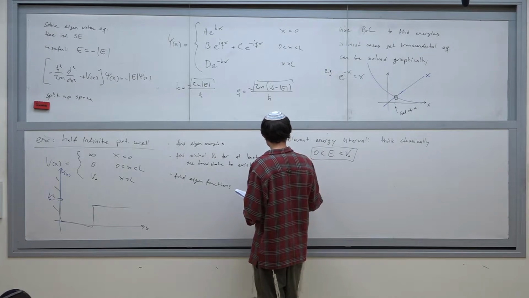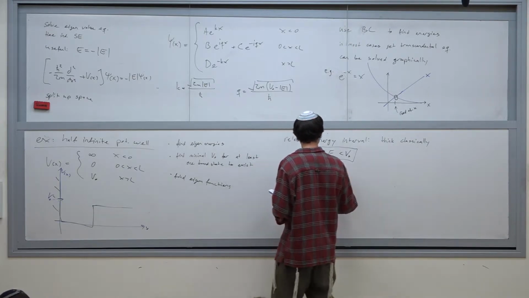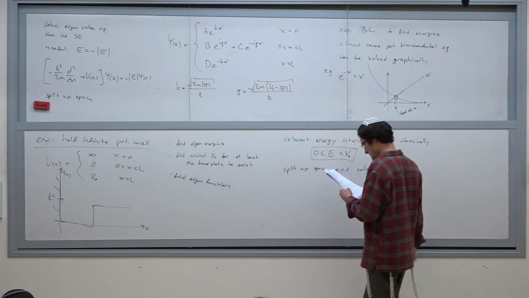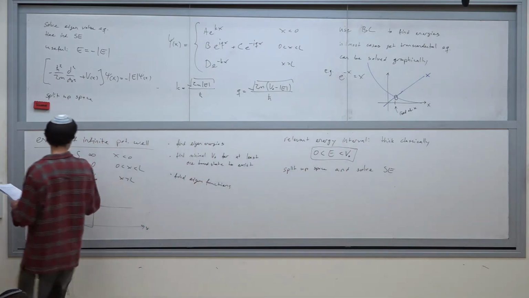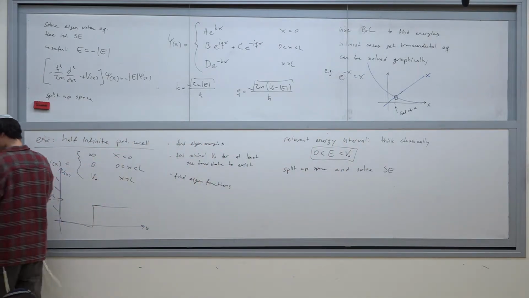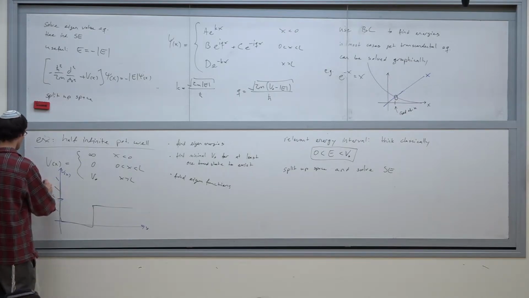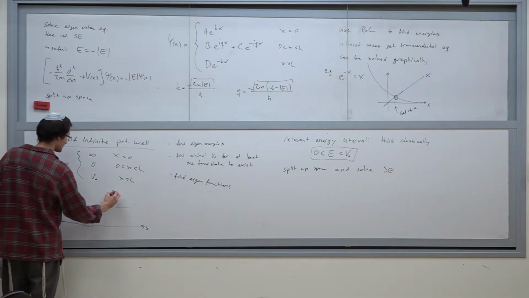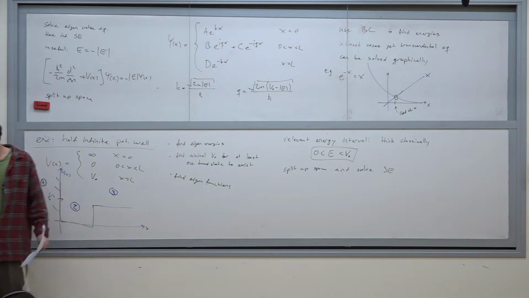Next, we split up space and solve the Schrodinger equation. The regions are obvious. There's the region exactly the same like the potential. So there's the region where x is smaller than 0, there's the region here inside the well, and the region where the potential is higher than the energy.